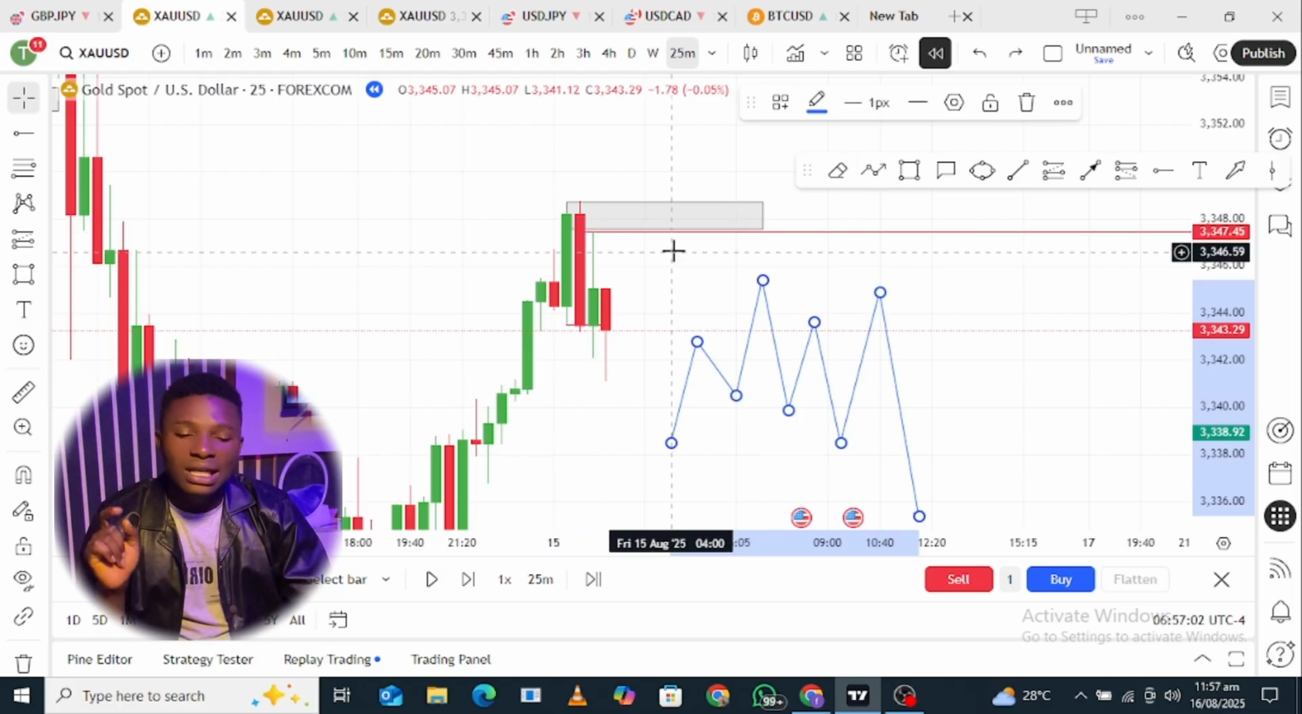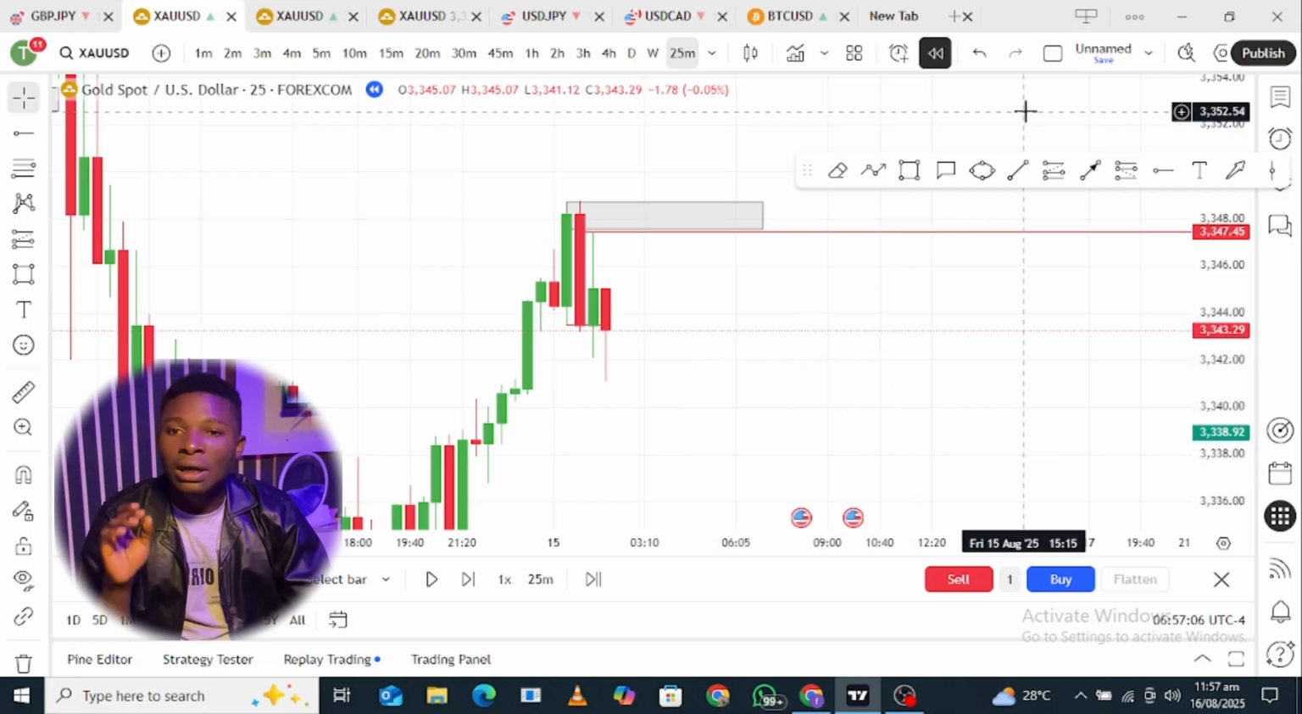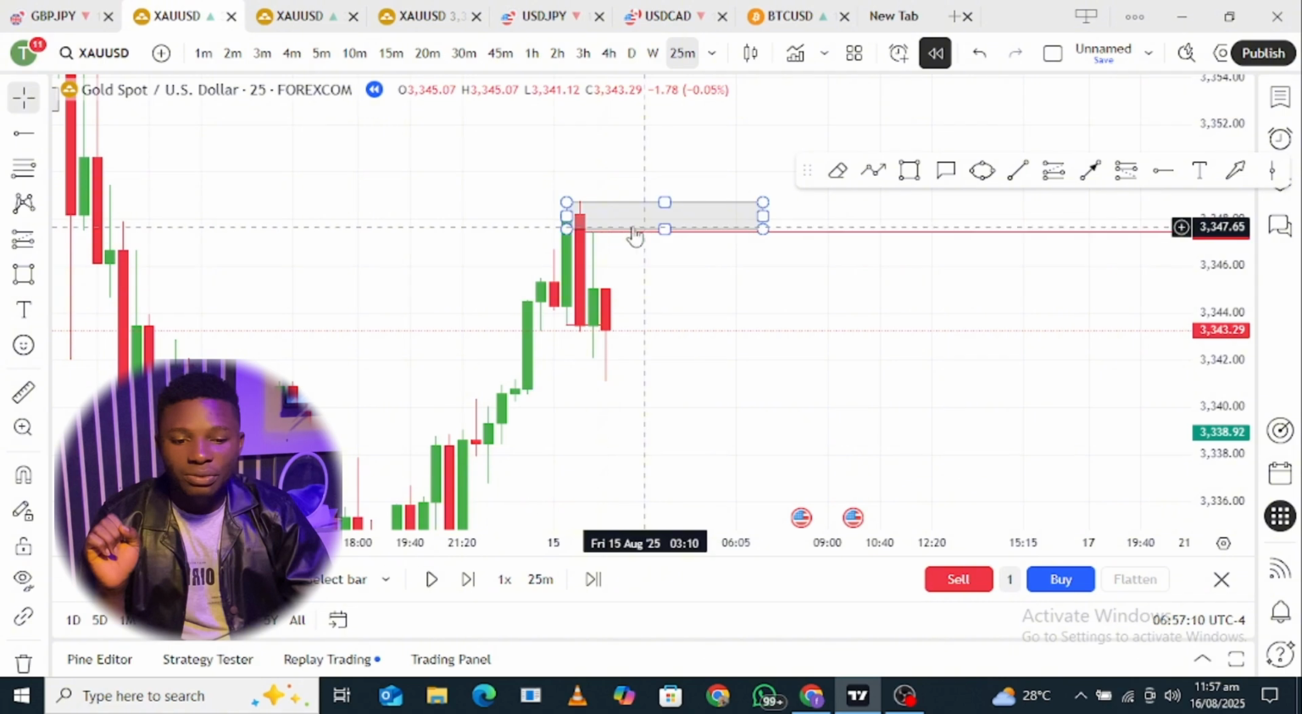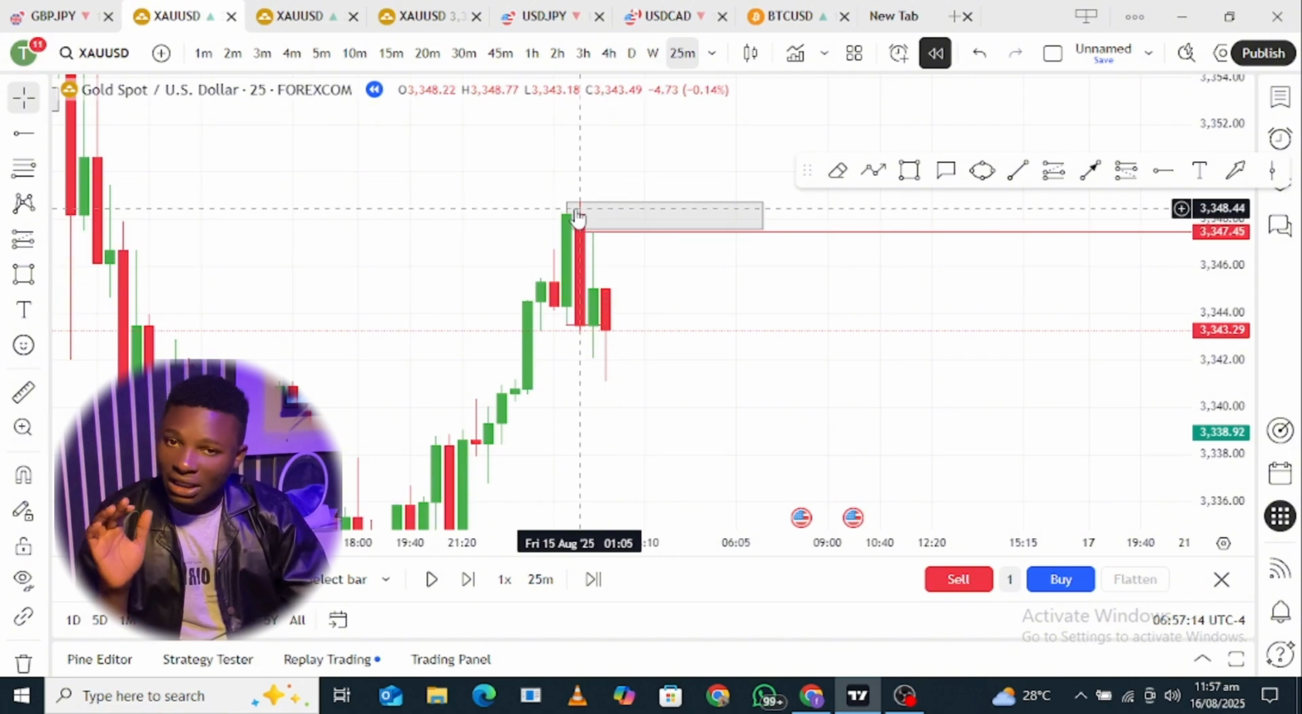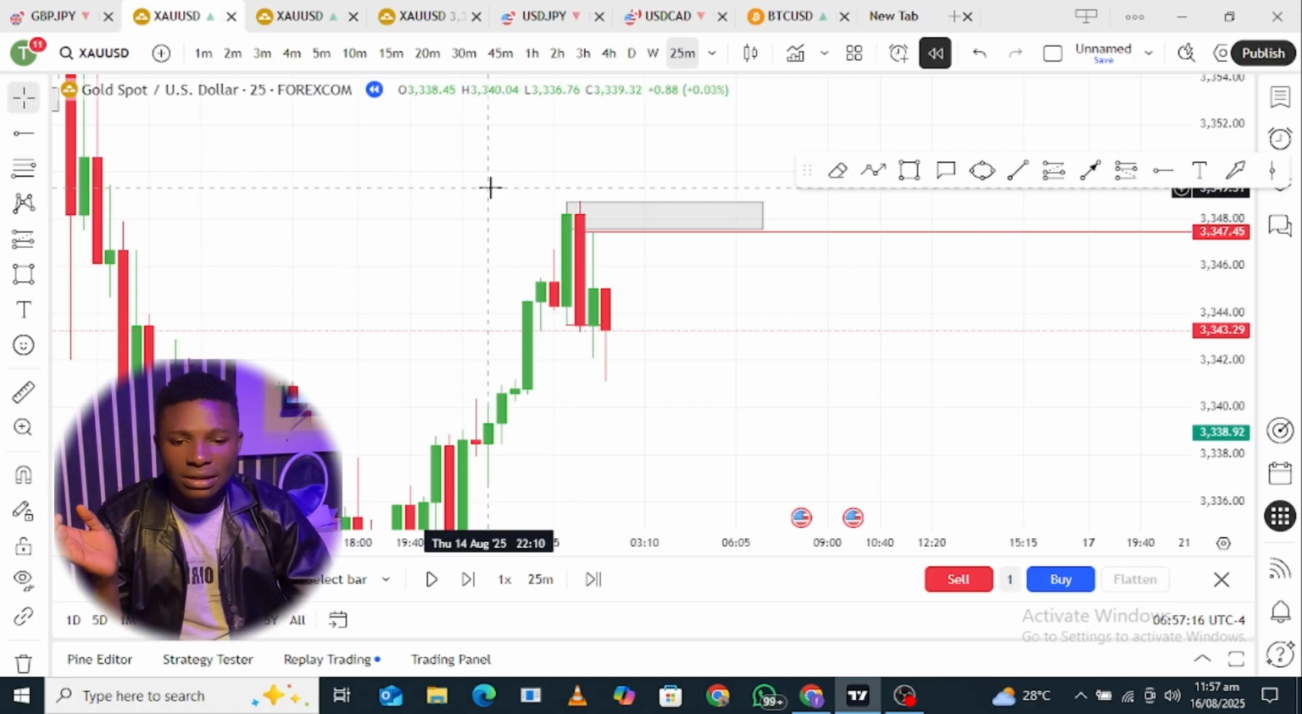So if you don't understand how to go down to a lower time frame, I'm going to be dropping a video in the description. Make sure you watch the video to understand how to go down to a lower time frame. So price is going to take out this particular high as a liquidity, and then respect the order block above it. So let's go down to a lower time frame.